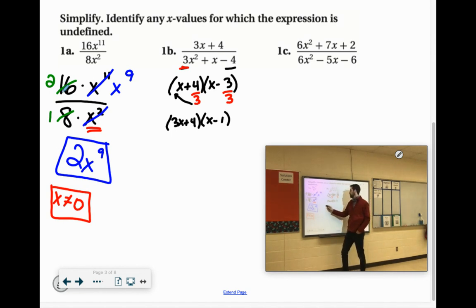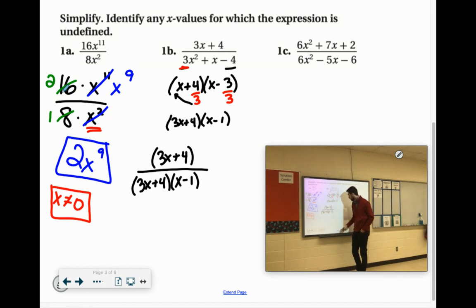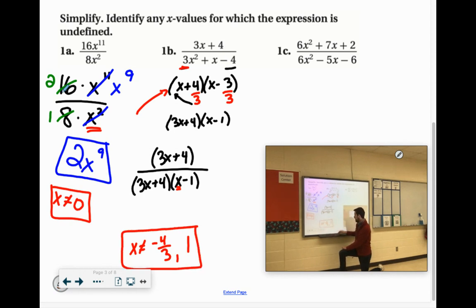Numerator, 3x plus 4. We will put it in parentheses because I'm about to cancel that out. Let's get our excluded values though. So this 3x plus 4, if you look up here, it says x plus 4/3, so x could not equal negative 4/3. Or you can solve 3x plus 4 equals 0, which comes out to negative 4/3. And then this one, this x minus 1, that x could not equal positive 1. Those are our excluded values.